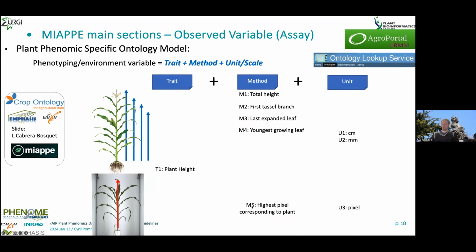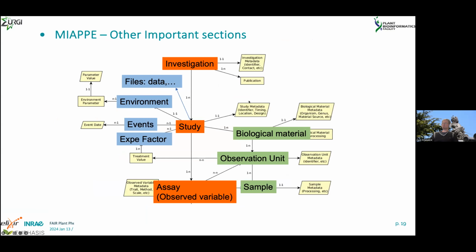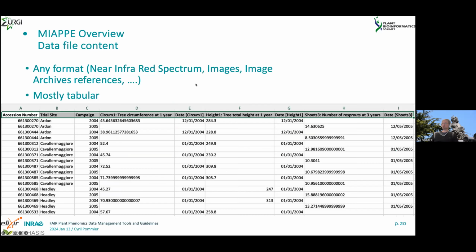As a consequence, it is very difficult to maintain a reference list of variables that is suitable for any community, any project. This is why, beyond the availability of the crop ontology reference repository of ontologies, MyAPI offers the possibility to store any type of variable within each dataset. So there are a lot of important sections. I'm not going to detail them here.